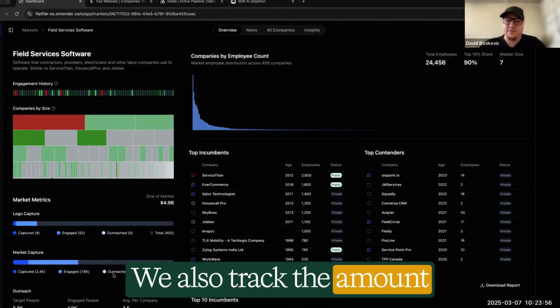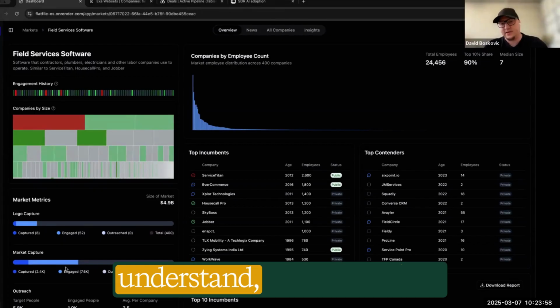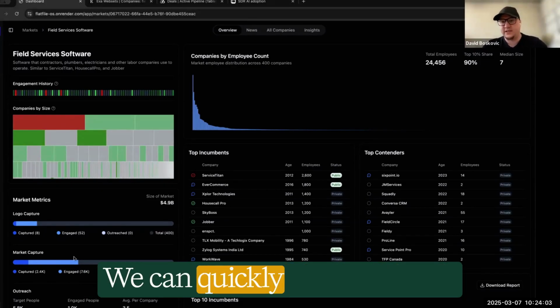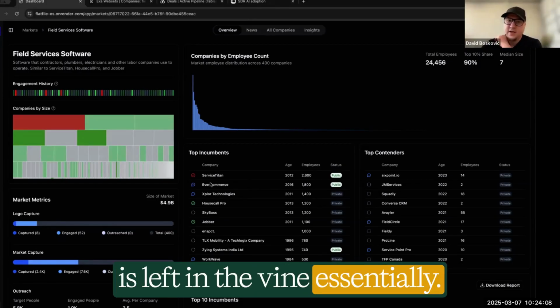We also track the amount of the market we've engaged with. This helps us understand, let's say we size the market as $200 million of addressable revenue for us, right? We can quickly see how much is left in the vine essentially.